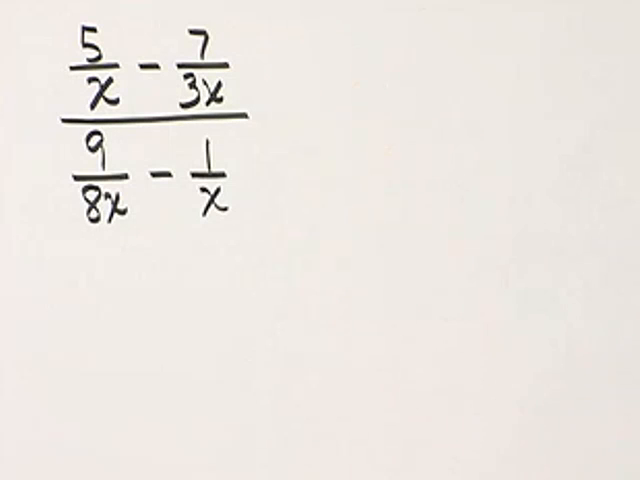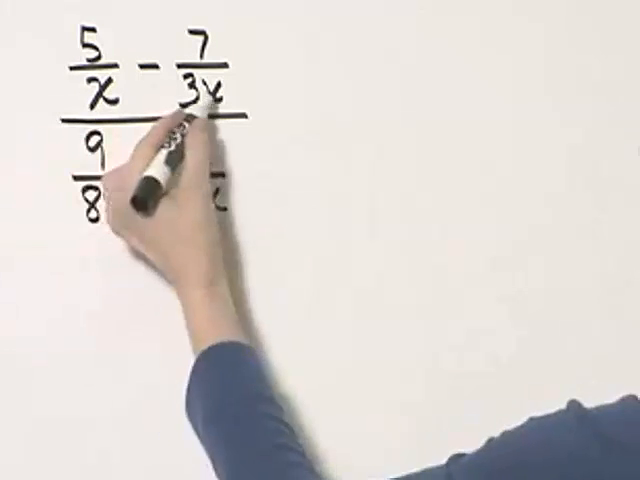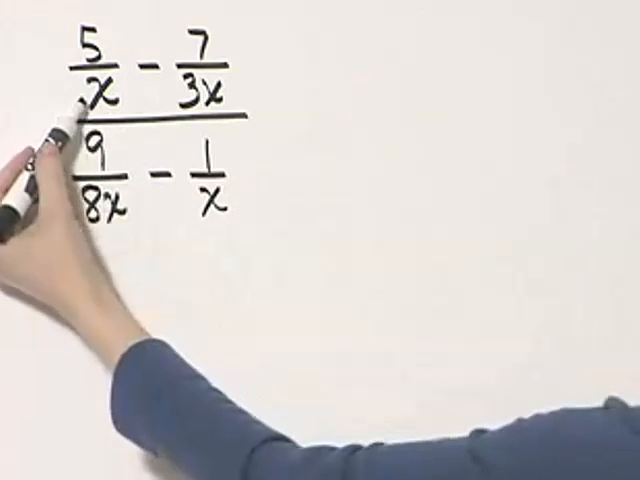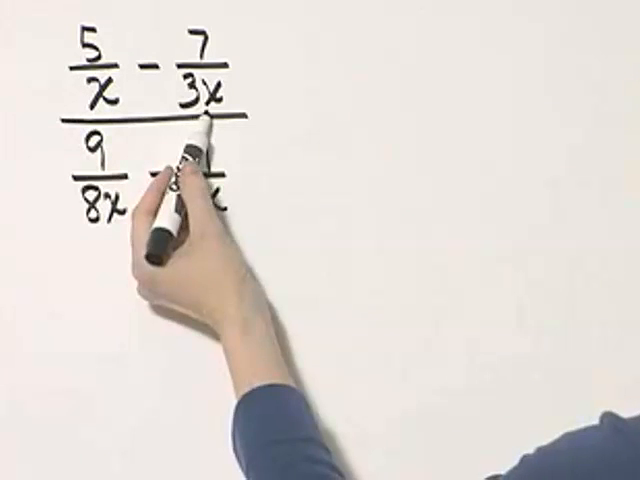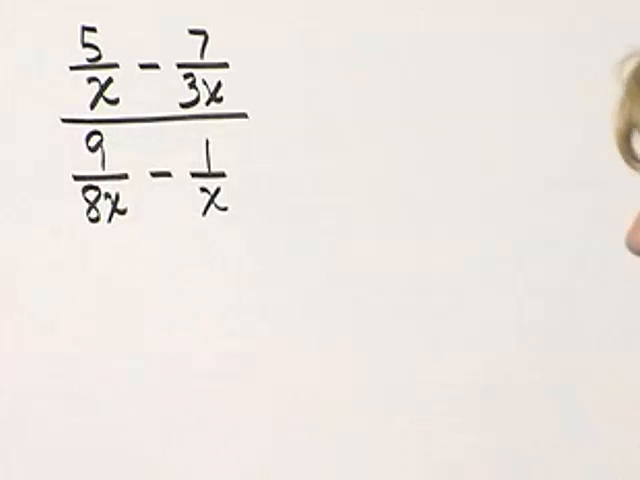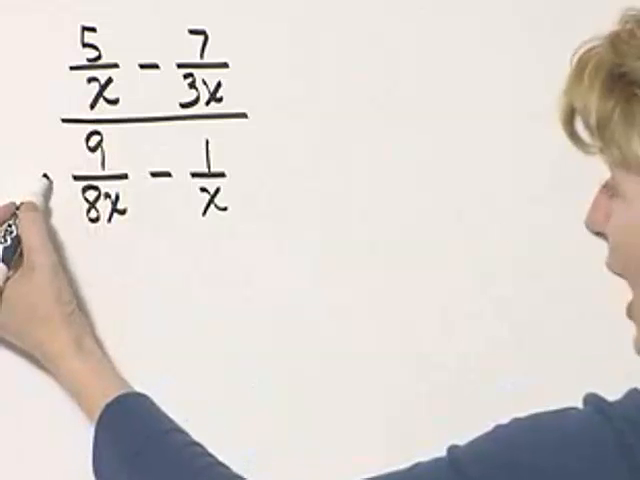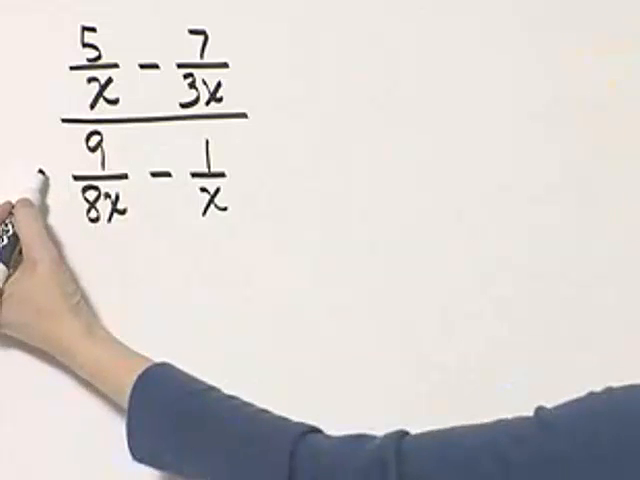I'd like to simplify this rational expression. I think I'm going to multiply the numerator and the denominator by the LCD of all the rational expressions in the numerator and denominator. In other words, look at the denominators: x, 3x, 8x, and x. What is the least common denominator for those four denominators? It is 24x. So I'll multiply the numerator by 24x and the denominator of the complex fraction by 24x.